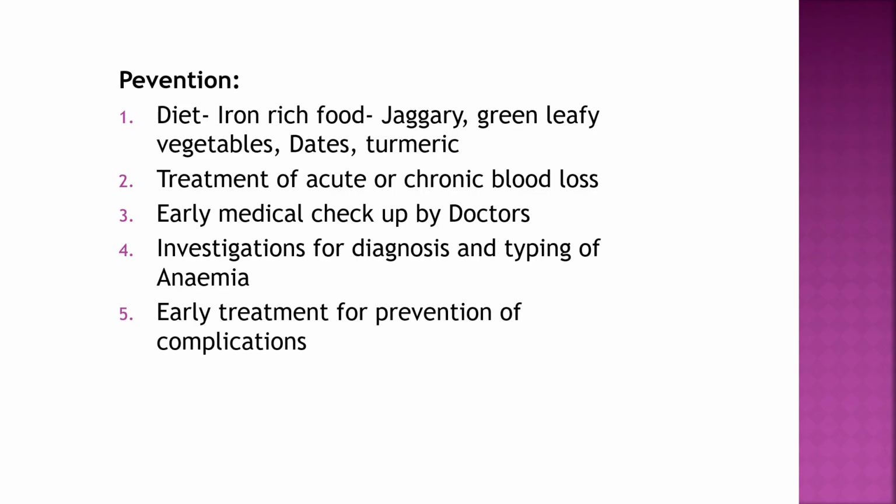Prevention is always better than treatment. So we can prevent anemia, and iron deficiency anemia is very common in the Indian setup, so we can prevent that by taking an iron-rich diet, that is jaggery, green leafy vegetables, dates. Then treatment of acute and chronic blood loss should be done, early medical checkup by doctors, then investigations for diagnosis and typing of anemia should be done, and early treatment for prevention of complications of the anemia should be there.